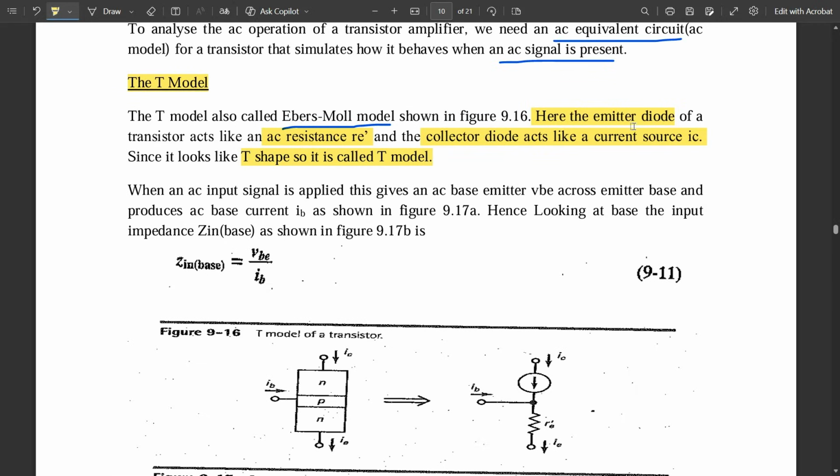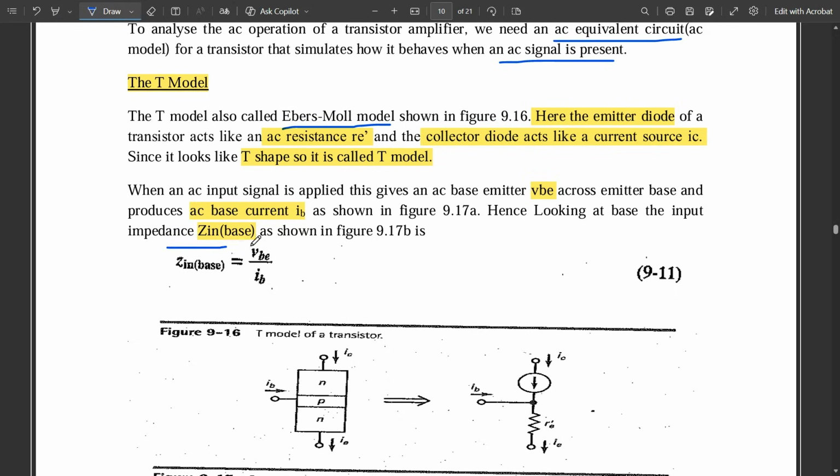In a T model, the emitter diode of the transistor acts like an AC resistance, so that would be replaced by the resistance. The collector diode would be replaced by one current source IC. Since it looks like a T shape, it is called a T model. When an AC input signal is applied, this gives an AC base emitter voltage vbe across the emitter base and produces the AC base current ib as shown in figure 9.17. Let's get to that later. Looking at the base, the base input impedance z in base, as shown in figure 9.17b, is given by this equation.